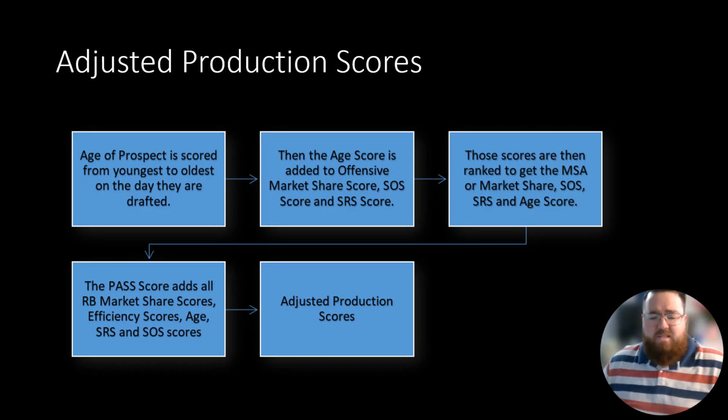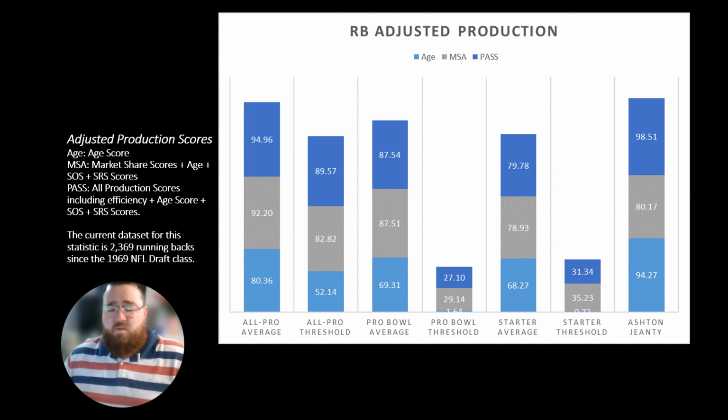And then when you get to his adjusted production traits, adjusted production takes a look at age, strength of schedule, strength of team, all those different areas. And when you look at his production here, great age score. MSA rating is a little bit less, so again, 80.17. A lot of that is because of his level of competition. He played at Boise State, not at Alabama or a really big-time FBS program. But the PASS score, which takes into account everything from his strength of schedule, strength of team, and efficiency, really pushes him up a lot. 98th percentile for that in many ways.